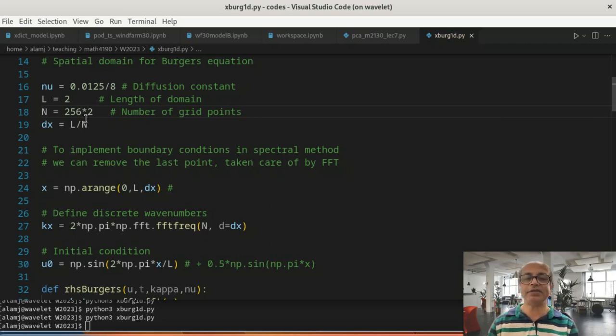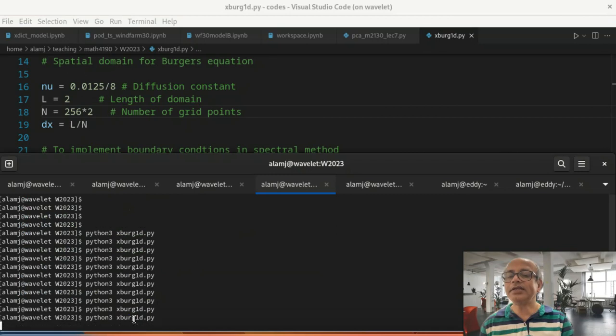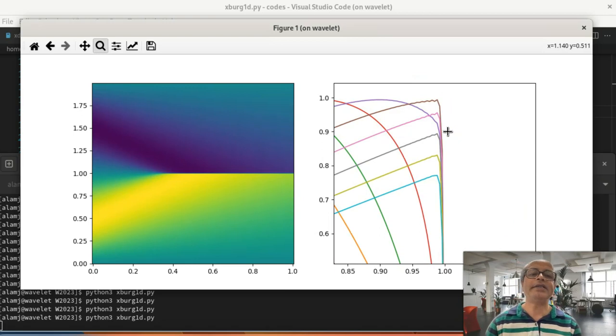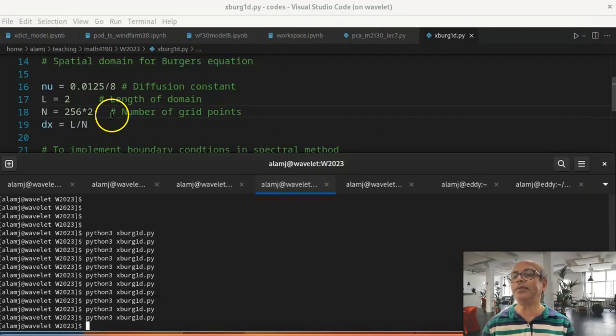Remember, in the previous figure we have seen some sort of oscillation near the shock, and this time the code will be a little bit slow, but interestingly the oscillations are removed. Let's zoom in here. So I still have some oscillation, but they are better. The stability has been improved if I increase the number of grid points.